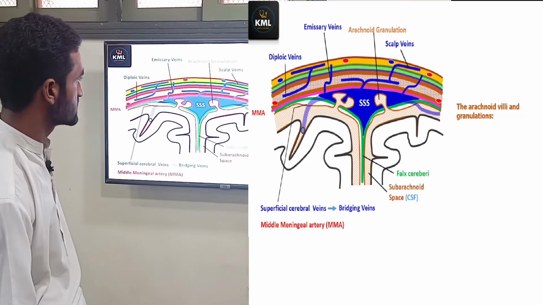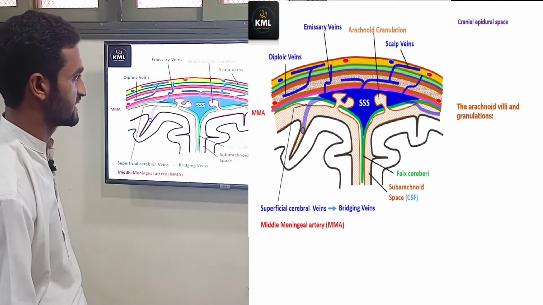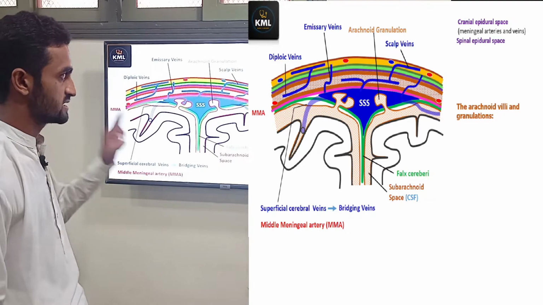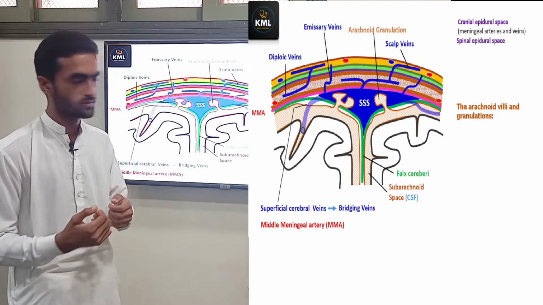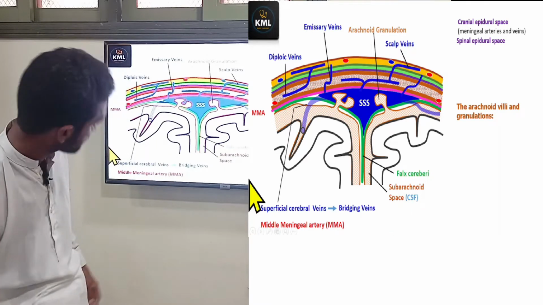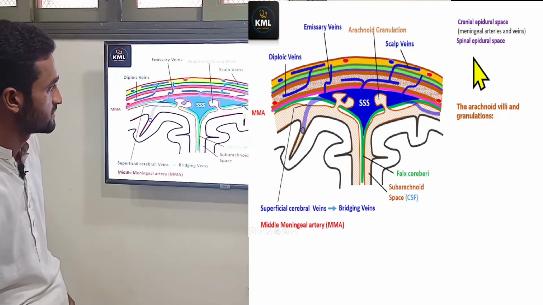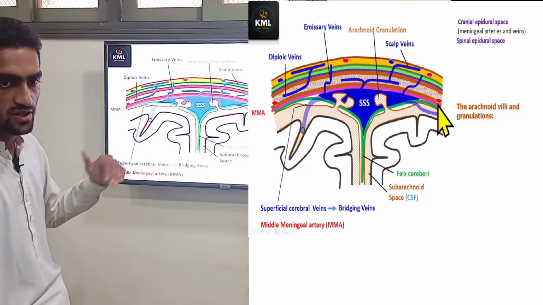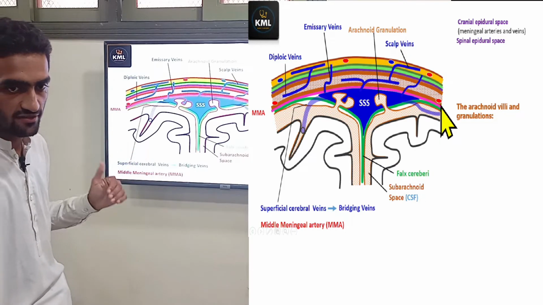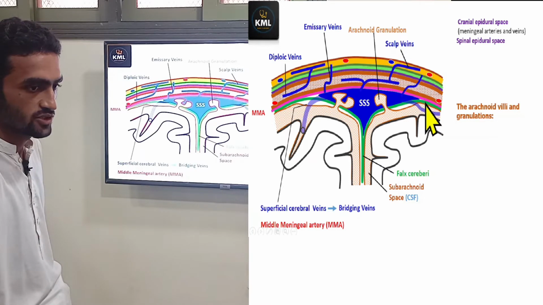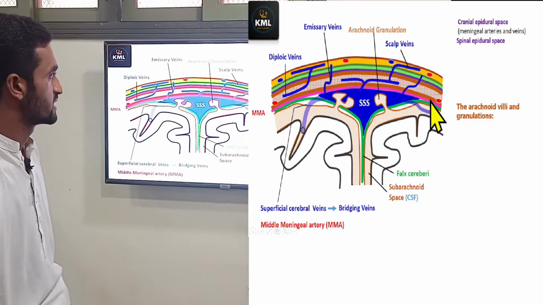So here are the arachnoid villi and granulations. Now the cranial epidural space, and what is important in the cranial epidural space. You can see here, you will find these. Can you see these arteries? Their major importance is that the meningeal arteries and veins are present here in the cranial epidural space, because here is your dura and outside there is the epidural space.